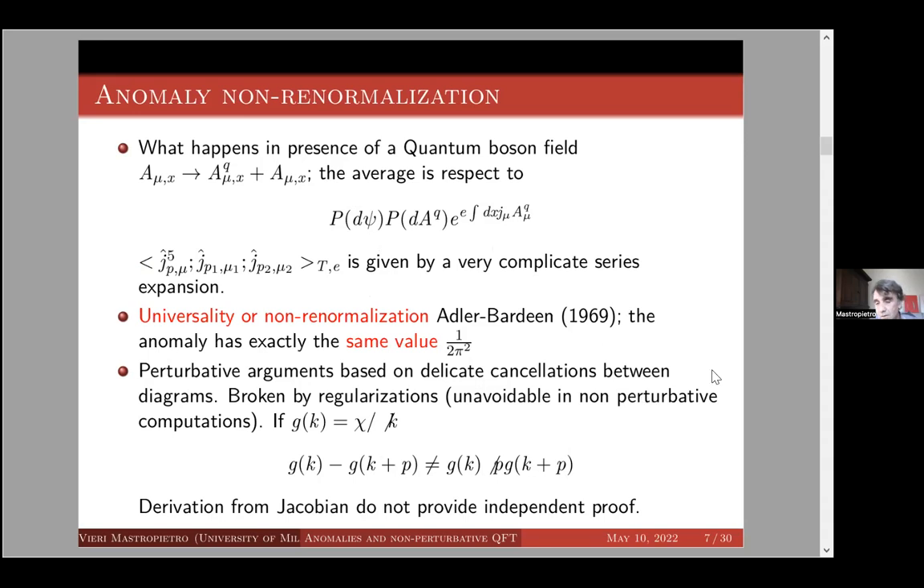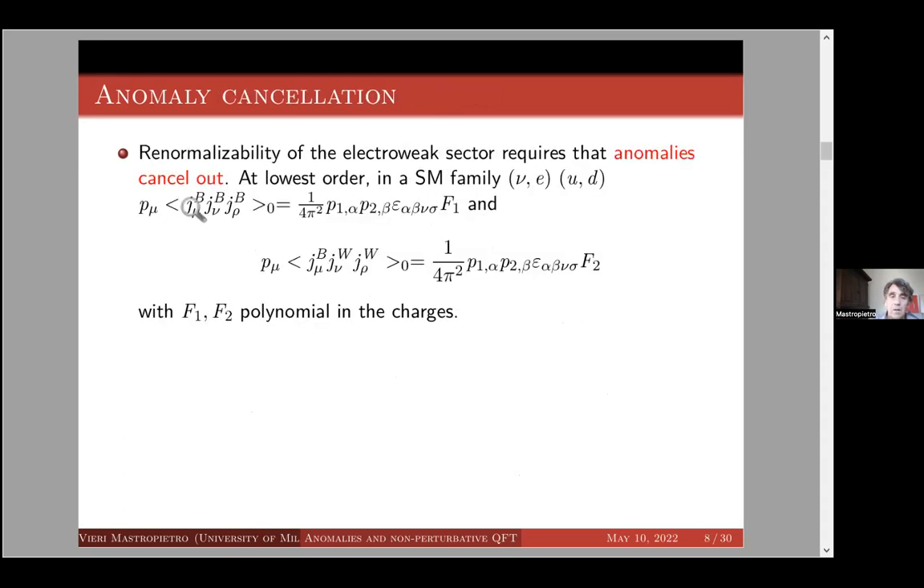So now we come back to the electroweak theory. In the electroweak theory, you now have chiral currents. So you will have something like BBB, where B and W are the currents associated to the B fields or the W fields. Then you will have something like BWW. And then you will get something which is not conserved. This means that the current associated to the W field, to the B fields, can be non-conserved. So F1, F2 are polynomials in the charges.